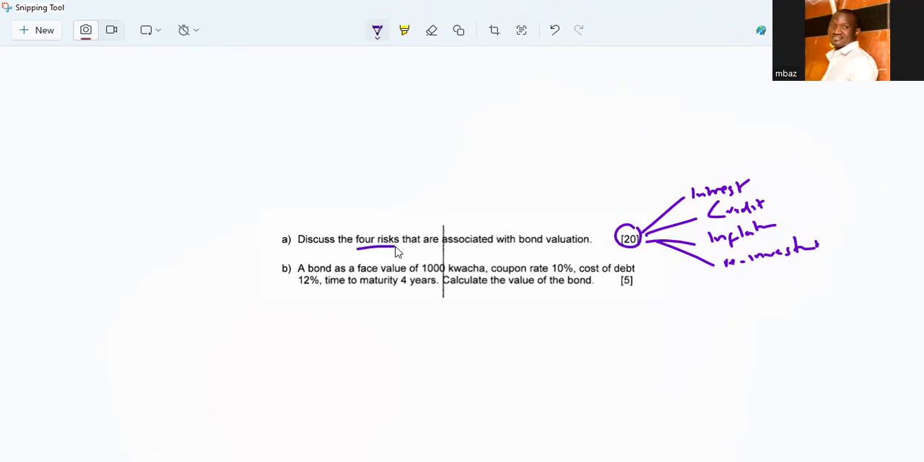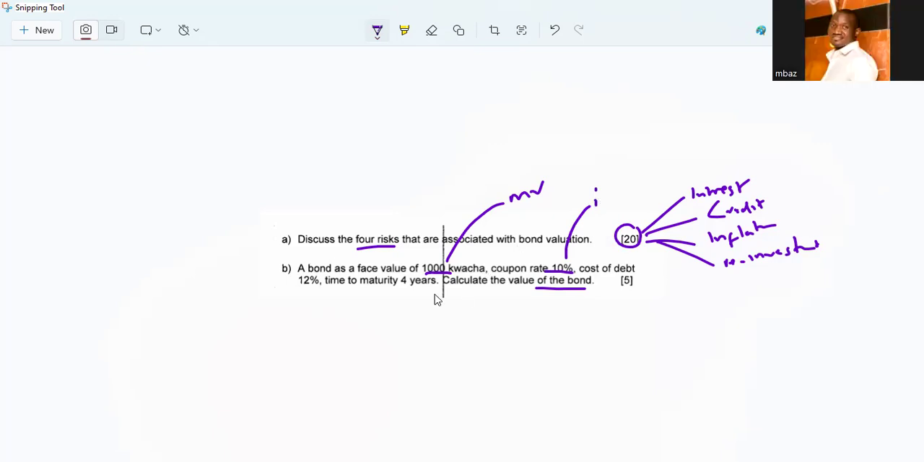So 4 risks, 20 marks. Then the bond has a face value of 1,000, coupon rate 10%, cost of debt 12%, and maturity 4 years. Let's calculate the value of the bond. So what are we given in here? What is the 1,000? We have the face value, 1,000. What else are we given? Then we are given the coupon rate, which is 10%. That's our small i.